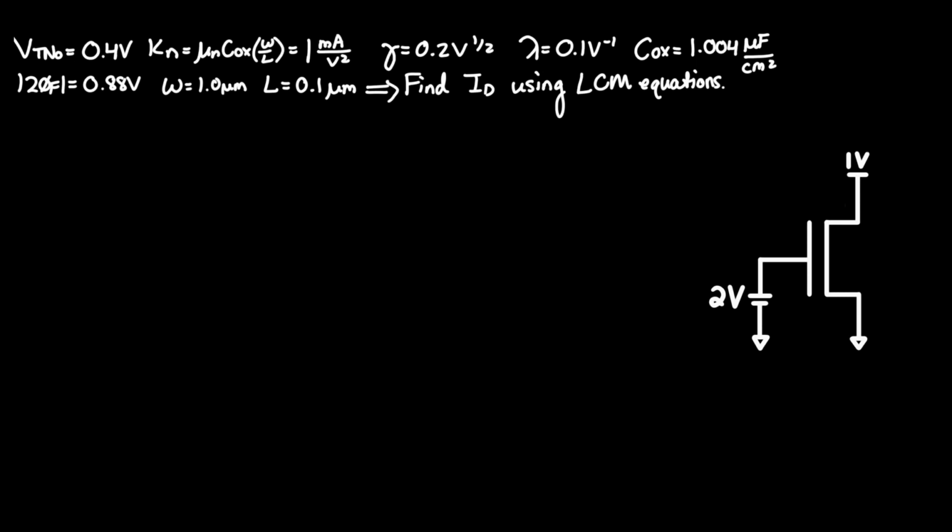also known as the MOSFET device parameter for IV characteristics, oxide capacitance Cox, which is 1.004 microfarad per centimeter squared, 2 phi f, or surface potential equals 0.88 volts, width equals 1 micrometer, and length equals 0.1 micrometers. Starting off, we should label the 3, or technically 4, parts of this NMOS transistor.